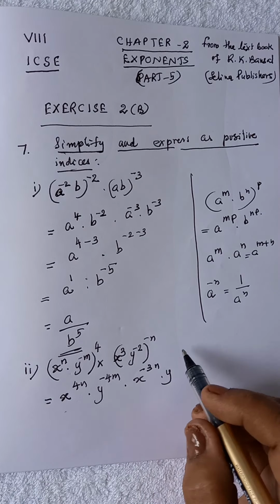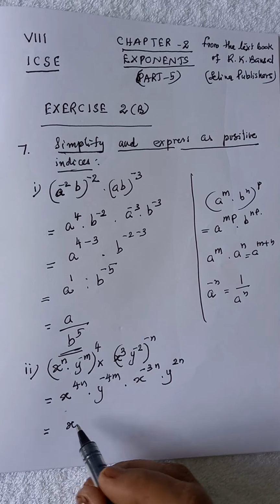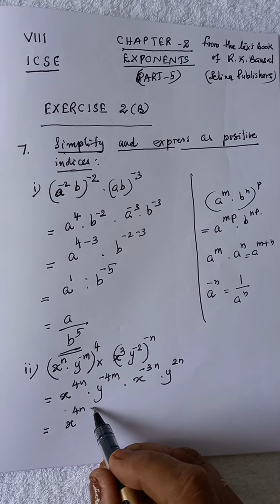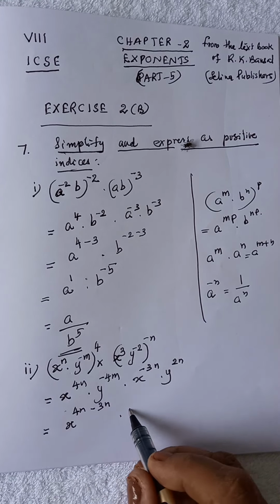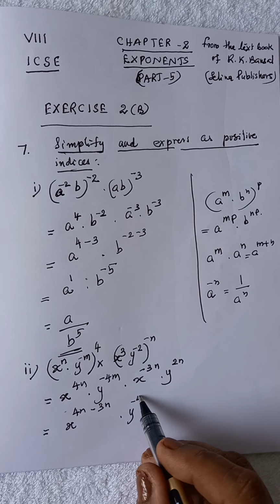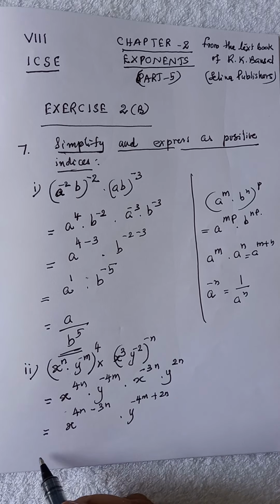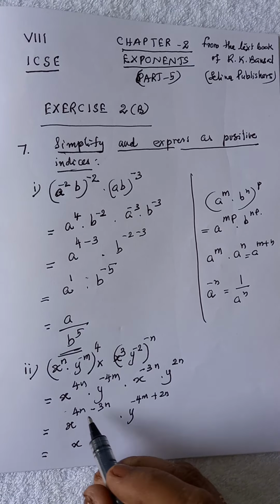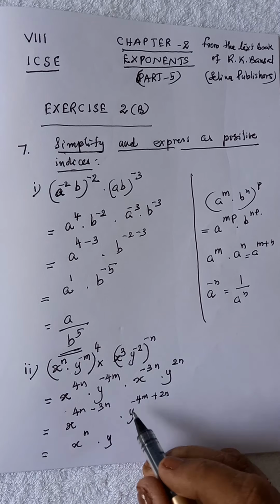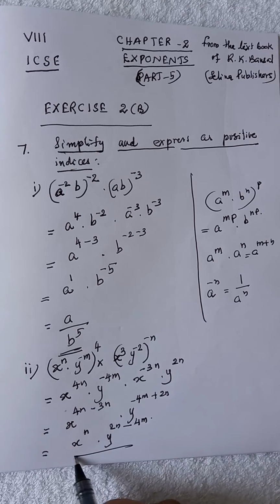Minus into minus is plus, so 2n. That is equal to x raised to 4n, and this minus 3n we can take, so minus 3n, into y raised to minus 4m plus 2n. Then that is equal to x raised to 4n minus 3n is n, into y raised to 2n minus 4m. That is the answer.